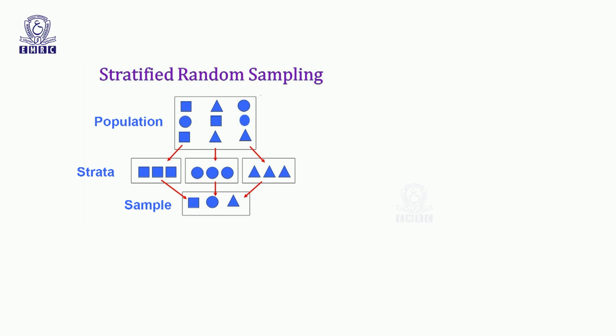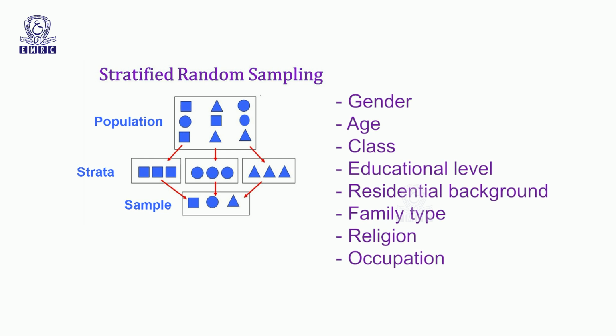In the stratified random sampling method, the population is divided into a number of strata or subgroups, and a sample is drawn from each subgroup, each of which is homogeneous with respect to one or more characteristics. For example, gender, age, class, educational level, residential background, family type, religion, occupation, and so on.